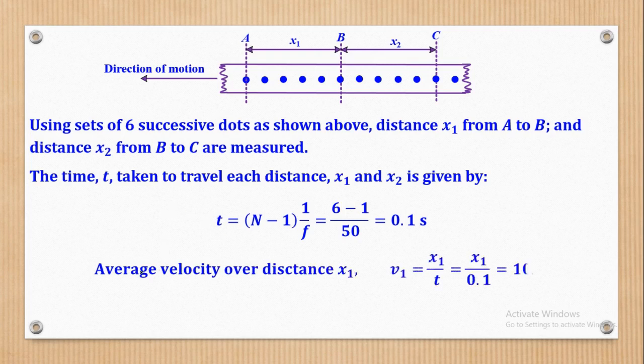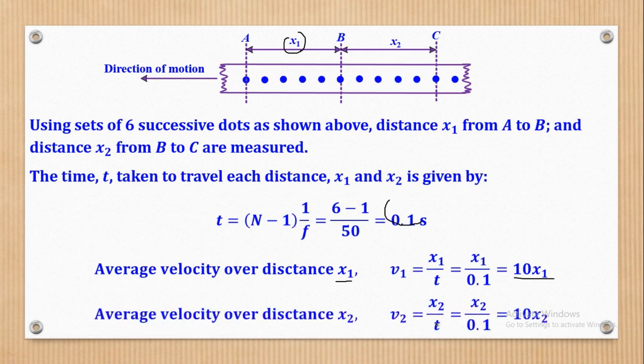Then you shall come and say that average velocity over distance x1 will be equal to distance over time. So distance is x1 and time is this. So we'll substitute to come up with 10x1. Similarly, for distance x2, it is x2 over 0.1, to give you 10x2. So before I go to the next slide, these are the marks for this slide.